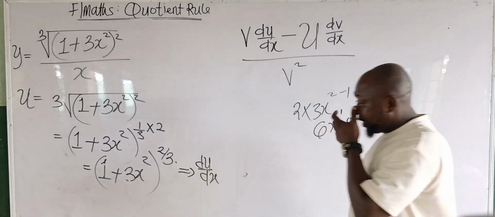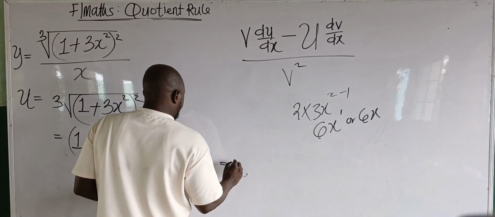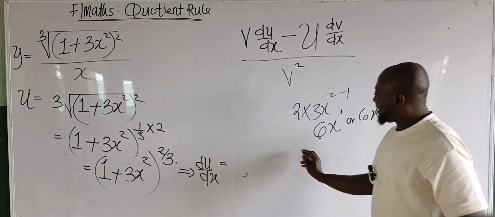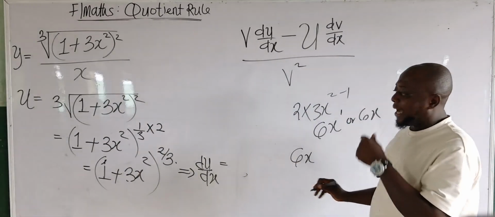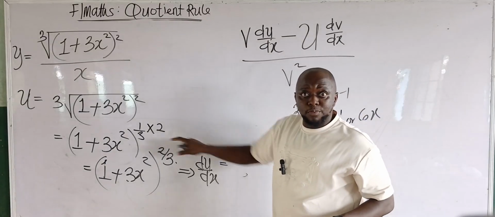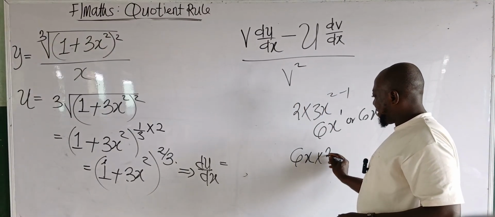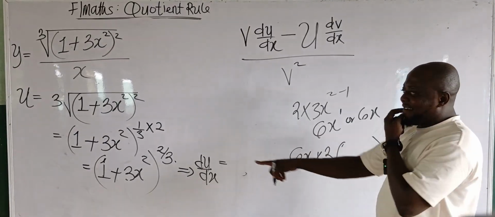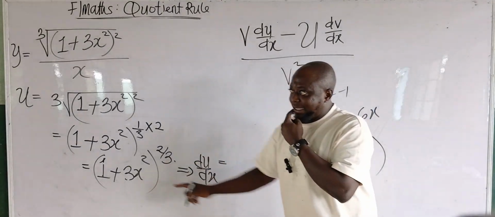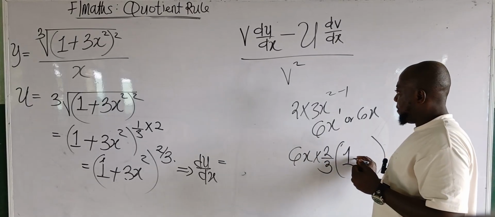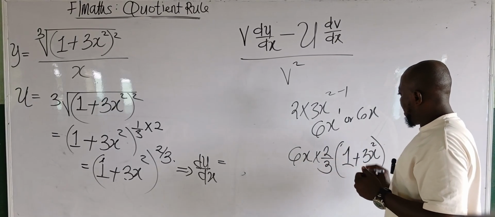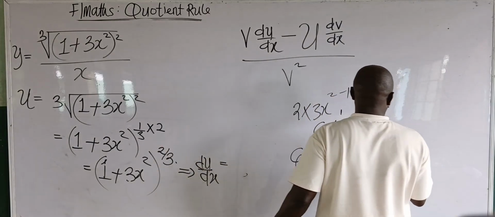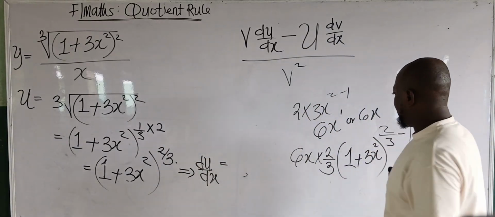Whichever one you use, you are correct. Now we have our 6x. Write the 6x somewhere. Next, use this 2 over 3 to multiply this 6x. Then repeat everything in the bracket: 1 plus 3x squared. From here, I will repeat this power again and remove 1 from it.